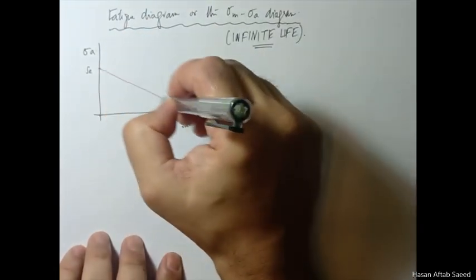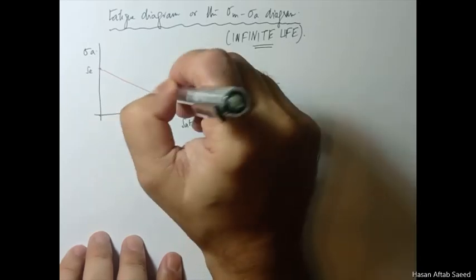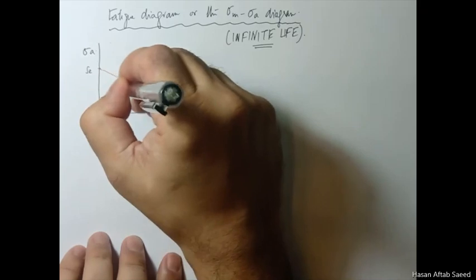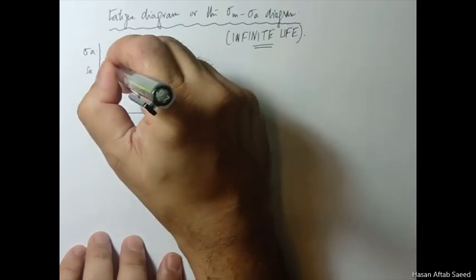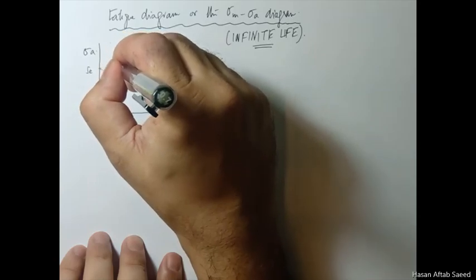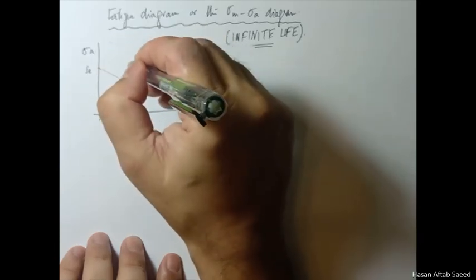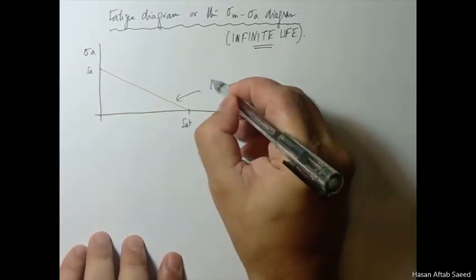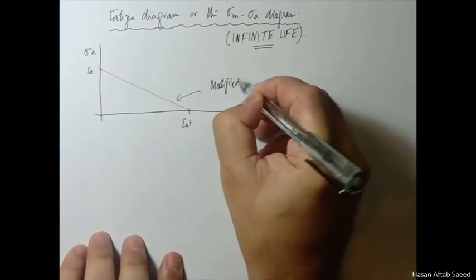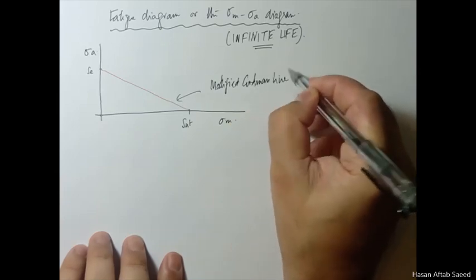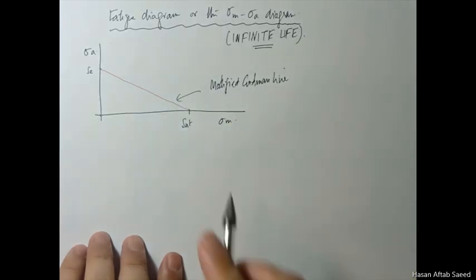This is the border of infinite life. Any point that comes inside this diagram gives you infinite life, and all the points that go outside give you finite life. They fail because they break. Now this is called the modified Goodman line, this one.